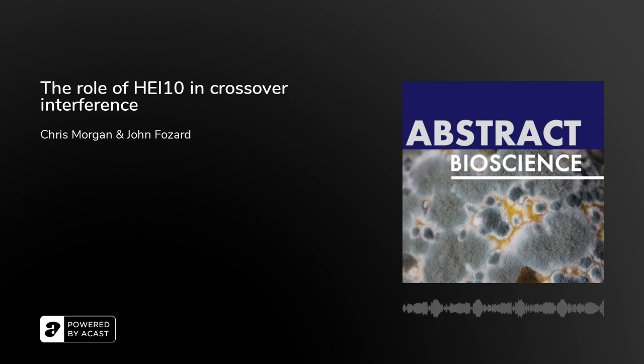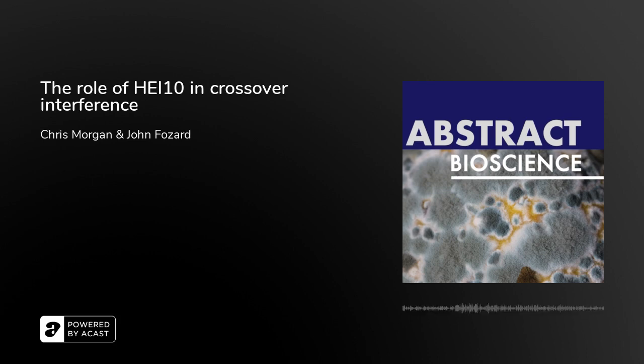The amount of crossing over that happens during recombination is very important. Too few crossovers doesn't create enough variation, but too many risks breaking up beneficial combinations of genes. The number of crossovers and where they form is regulated by crossover interference, although the exact mechanism isn't well understood. Today's guests, Chris Morgan and John Fozard from the John Innes Centre, have a new paper out in Nature Communications focusing in on the intricacies of meiosis.